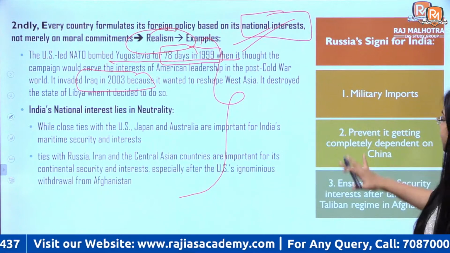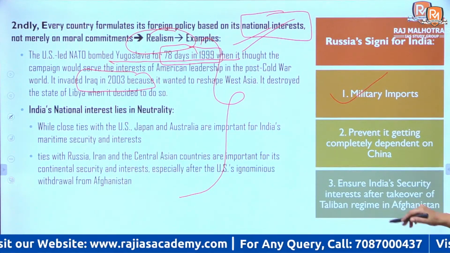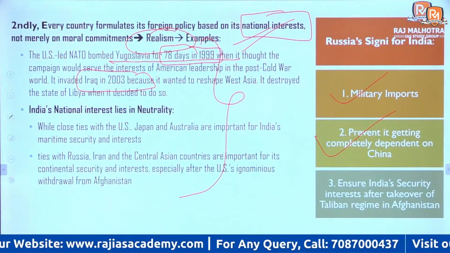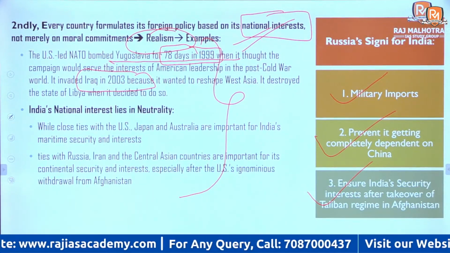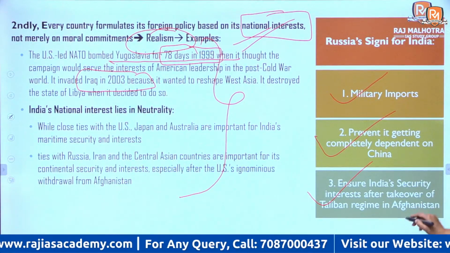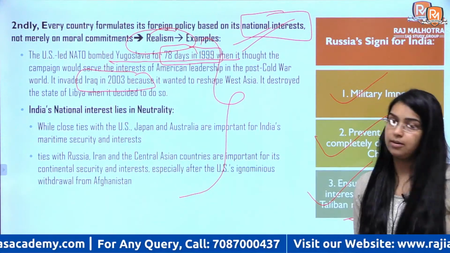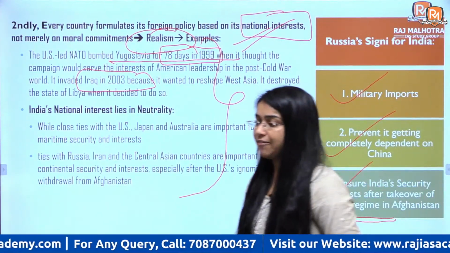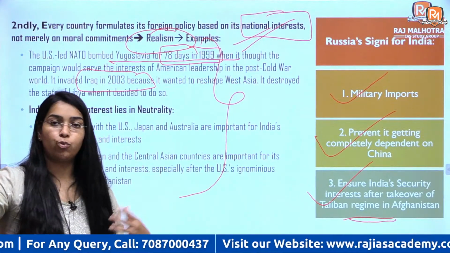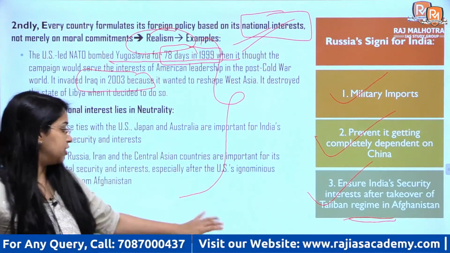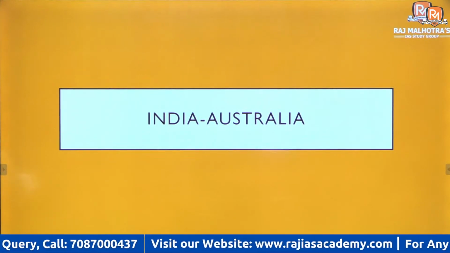So all that I discussed is written here. India has significant military imports from Russia. India does not want Russia to be completely dependent on China, and India's security interest in Afghanistan will also be ensured only when it cooperates with Russia. And for all these reasons, India needs to be having healthy relations with Russia, and that is why it has abstained instead of voting against Russia in UNHRC. Right? So that is a very important topic. Please cover that in detail.